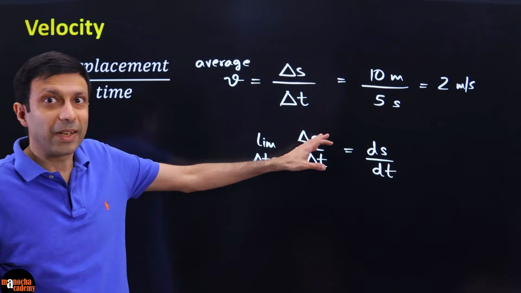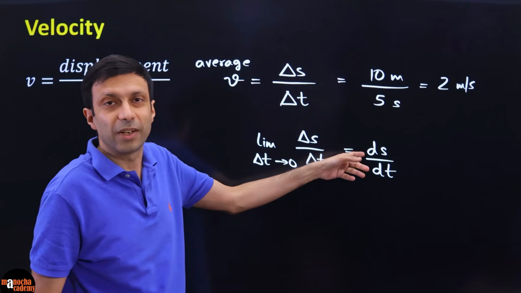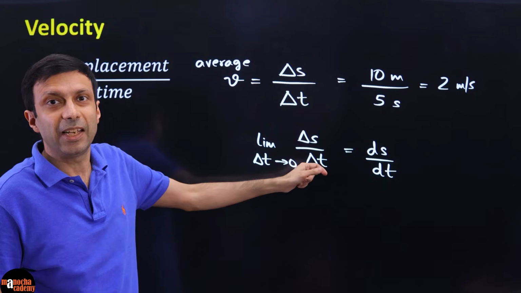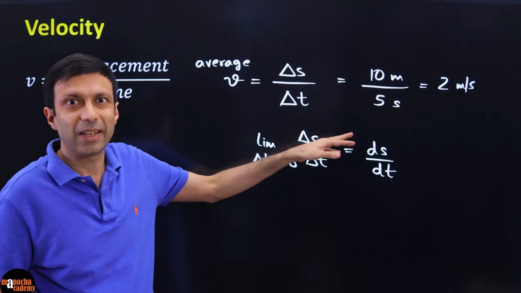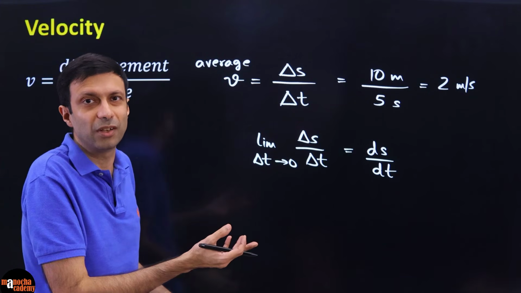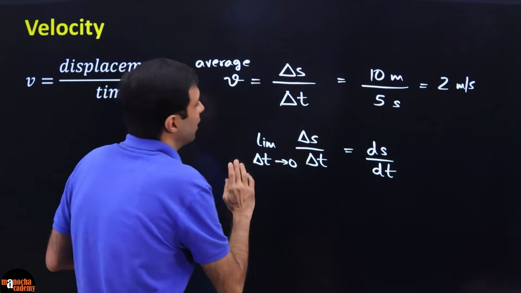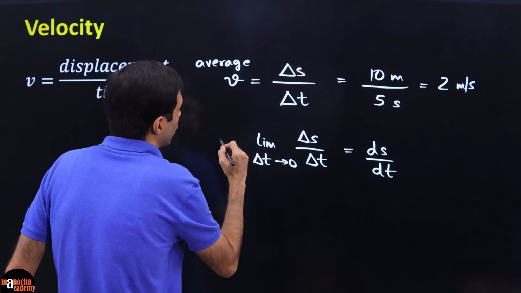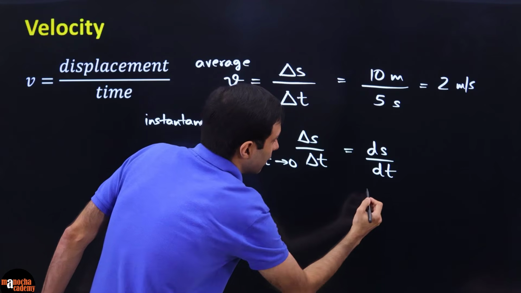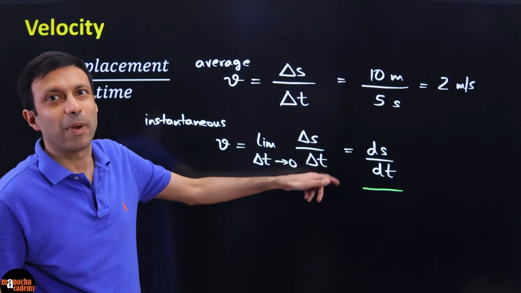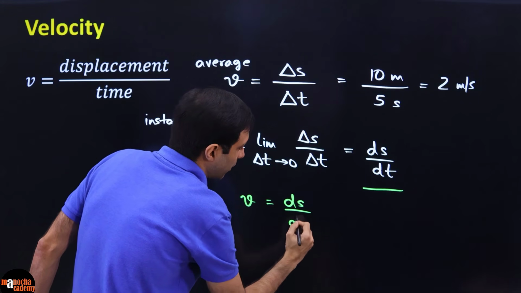So here we are using the mathematical tools of calculus, where the short time interval we denote as dt. So ds by dt is basically your instantaneous velocity, where s is displacement and t is time. So you are doing a differentiation with respect to time of the displacement. So remember this thing, that your instantaneous velocity is going to be ds by dt. So let's write down that important formula, v equal to ds by dt.